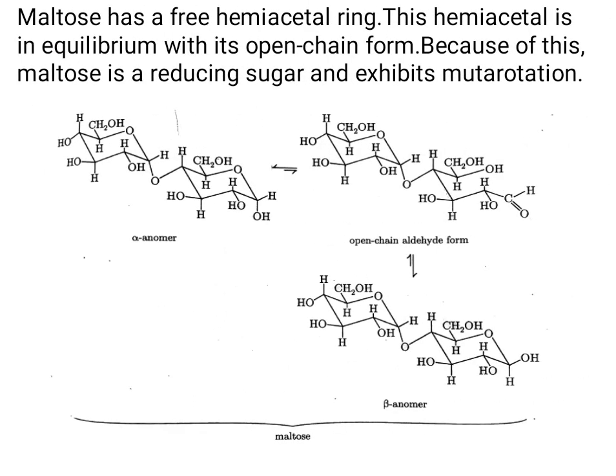Maltose has a free hemiacetal ring. This hemiacetal is in equilibrium with its open chain form. Because of this, maltose is a reducing sugar and exhibits mutarotation. So this is the maltose structure, chair form, and this is the open chain aldehyde form. You can see this one is the open chain form. Because of this aldehyde, it can reduce Fehling's, Benedict's and Tollens' solutions, and that's why maltose shows reducing property and also mutarotation.